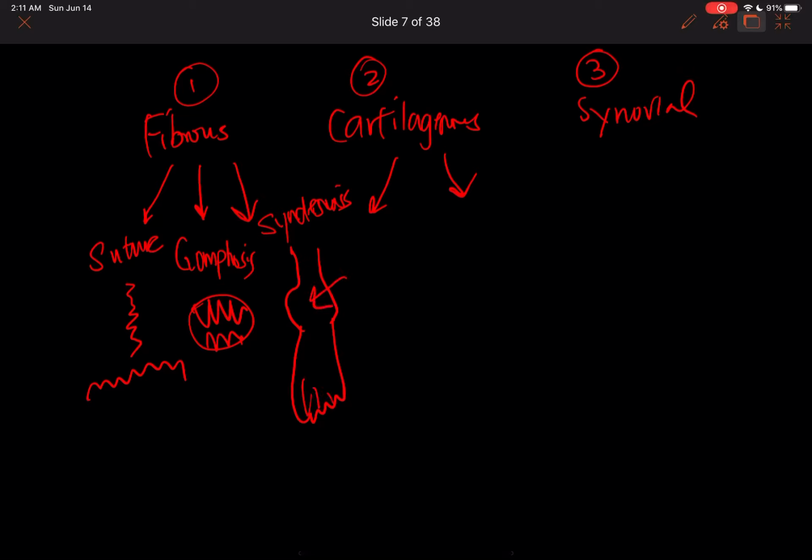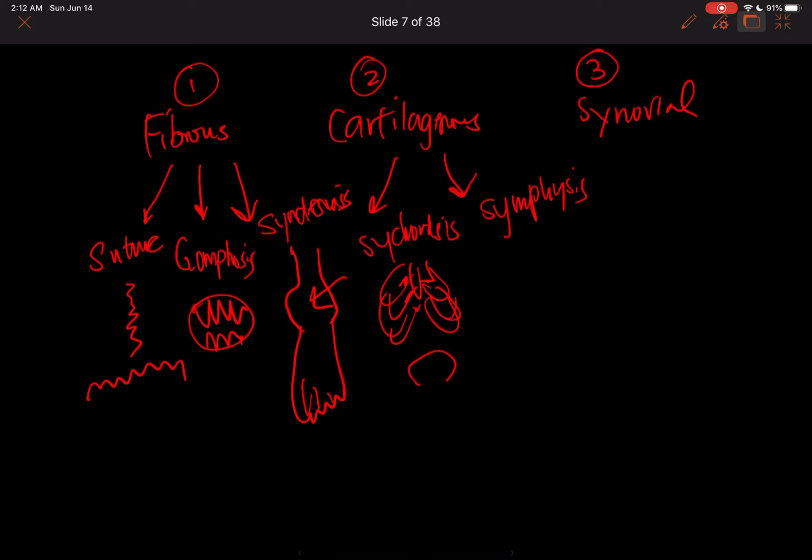Cartilaginous, you have synchondrosis, okay, and symphysis. And you can draw ribs, okay, for synchondrosis, which is the cartilage that binds the ribs to the sternum, or the long bones, if you want to draw that. And then symphysis is, if you remember the pelvic, okay, right there, okay? So simple things like this help you visualize and remember some of this already.